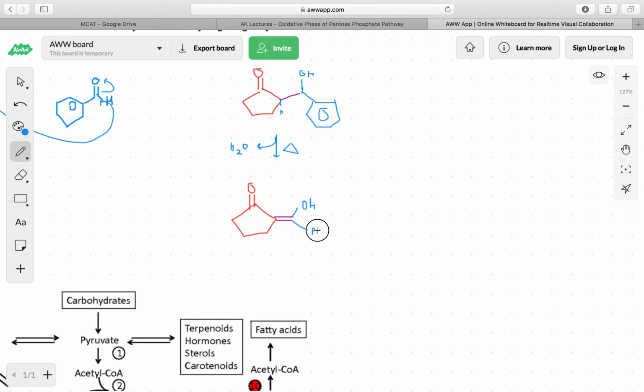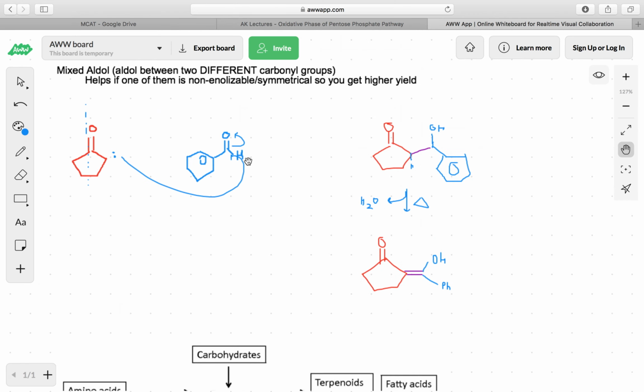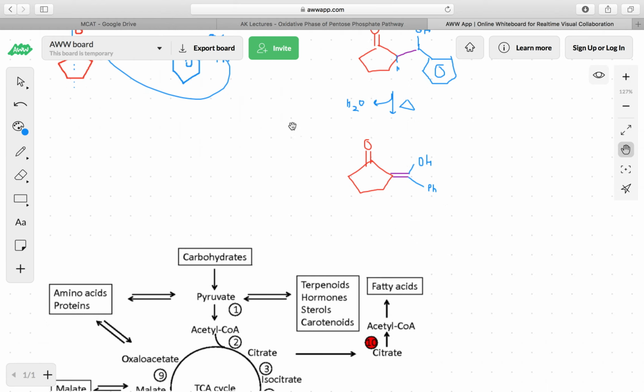And this Ph is just for phenyl. I don't want to draw it in again. But yeah, so these are just a few examples of aldol condensations. So now let's look at the more interesting examples, the stuff inside of us, the biochemistry behind this.